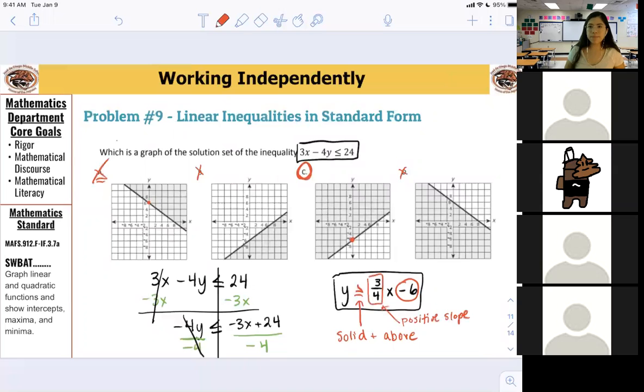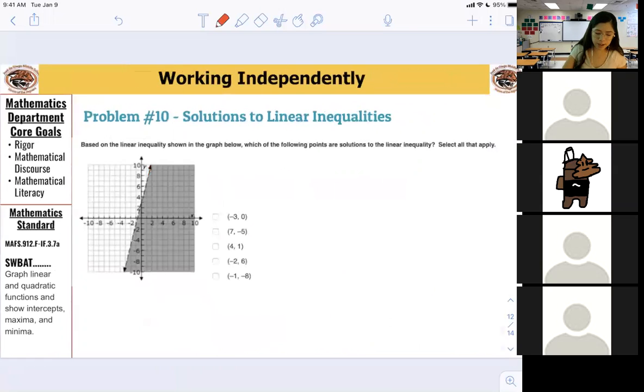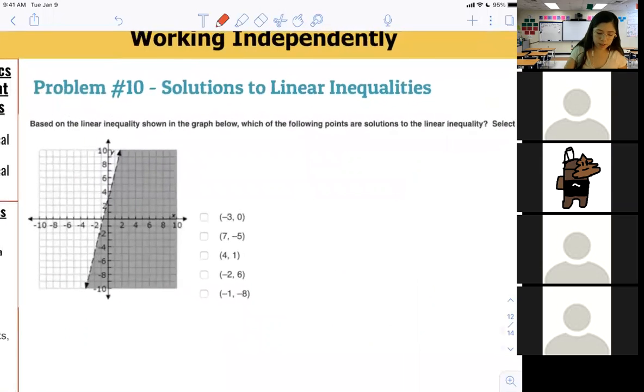Questions on number 9? We're about to run out of time, so very, very quickly, number 10. This is a dotted line. So the answer choices, if they have to be solutions, where do they have to be located? Inside the shaded area. Can they be on the line? No.